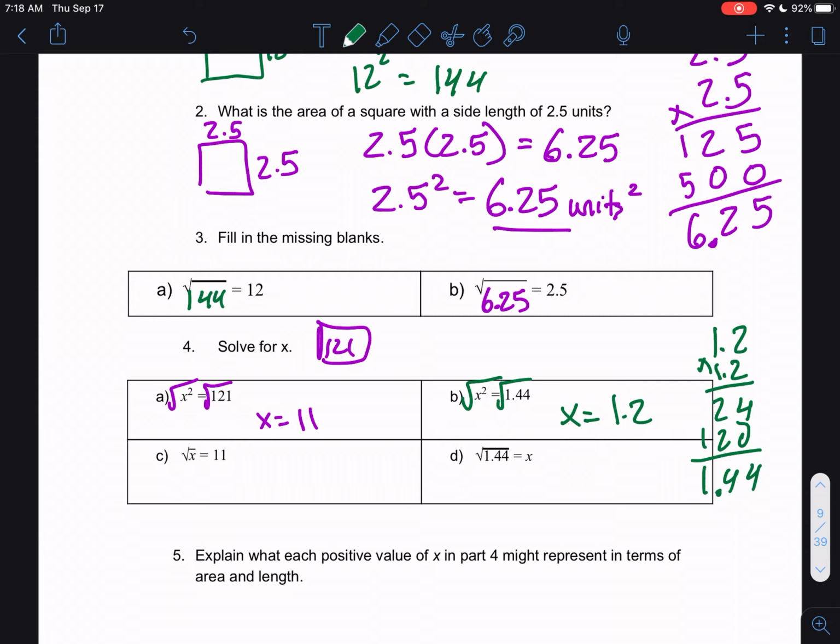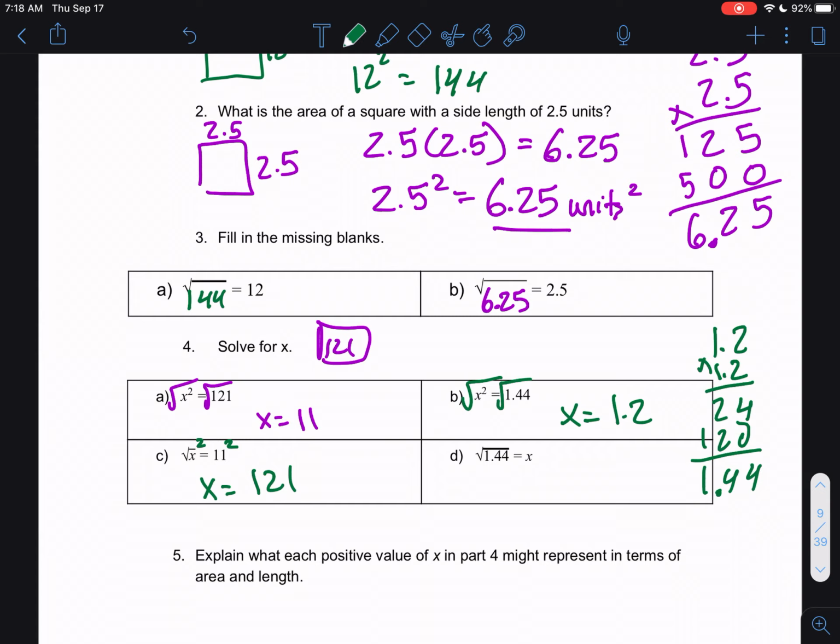So next we have the square root of x equals 11. We can think of this in a couple of ways. First, we could think, this x right here represents area, and the 11 represents side length. So if my side lengths are 11, what would be my area? Another way you can think about it is as an equation. I see a square root, I don't want a square root, I want to undo a square root. So I'm going to square both sides. So x equals 121.